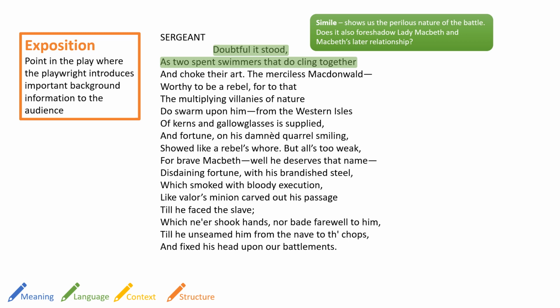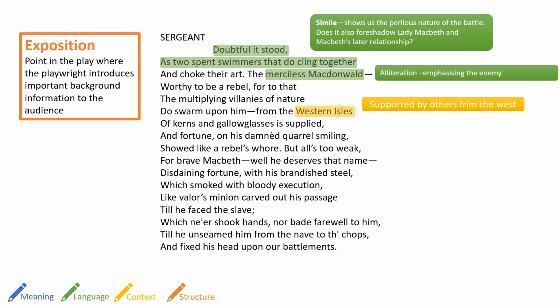Anyway, back to the battle. We've got the merciless MacDonald. We've got alliteration there, bringing our enemy in. The sergeant has told us who the enemy is, and he is supported by the multiplying villainies of the Western Isles that are swarming upon King Duncan's troops.